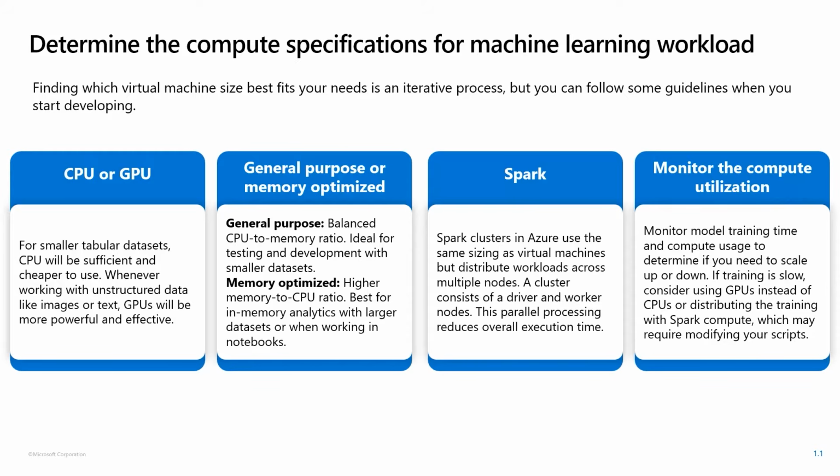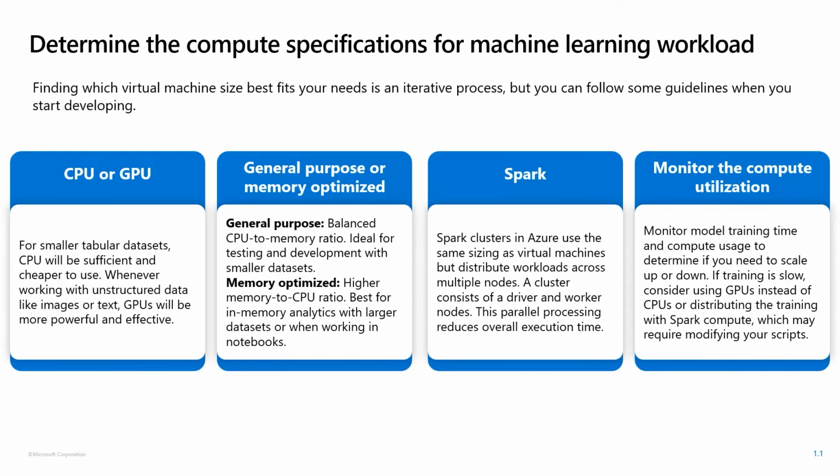Understand the difference between general purpose or memory optimized compute options. General purpose is a balanced CPU to memory ratio, which is ideal for testing and development with smaller datasets. Memory optimized is higher memory to CPU ratio, best for in-memory analytics with larger datasets for when working in notebooks. Spark clusters in Azure use the same sizing as virtual machines, but distribute the workloads across multiple nodes. This parallel processing reduces overall execution time.